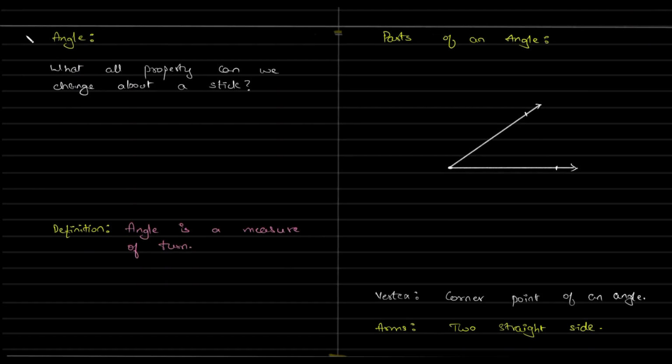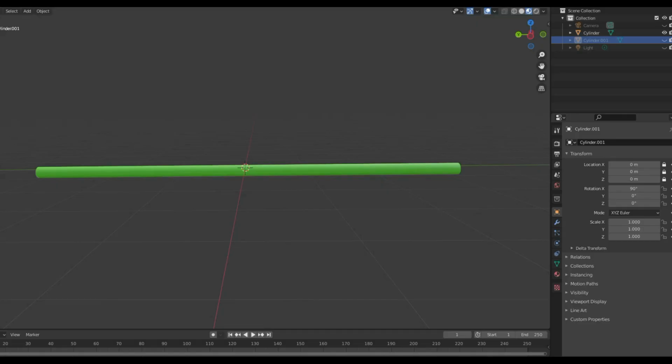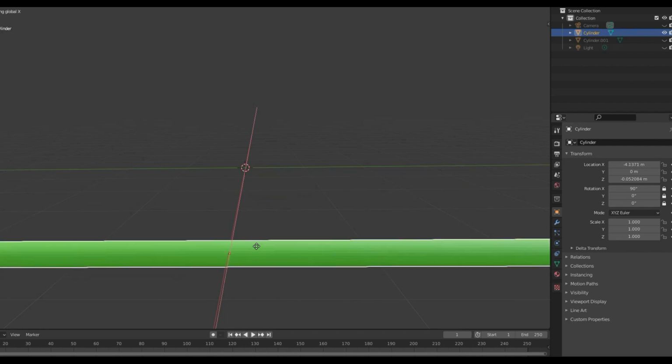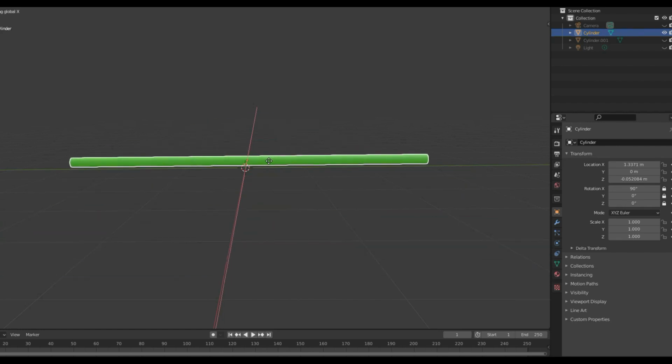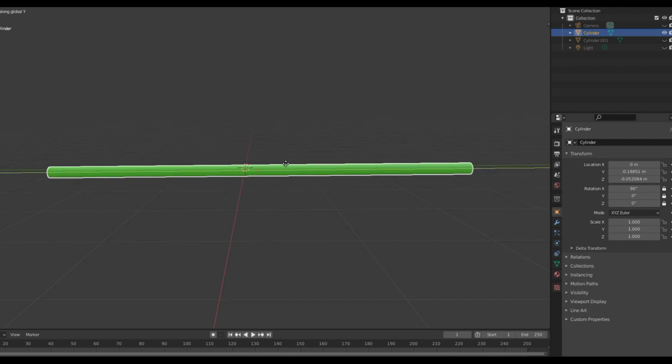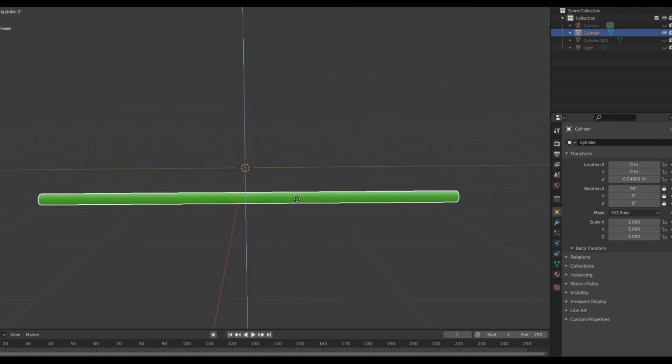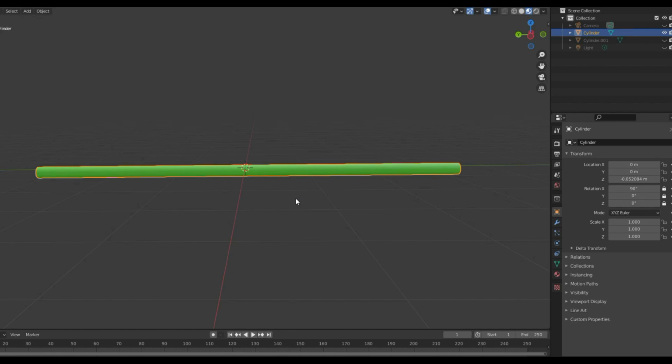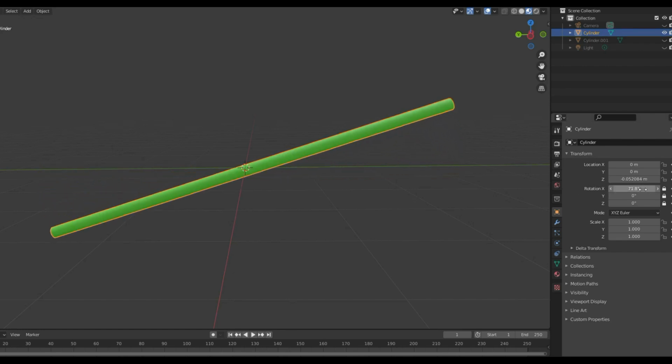Next, angles. So a small question before we start off talking about angles. What all property can we change about a stick? It's a weird question. We can change its dimension, make it longer, thicker, fatter, thinner. We can change the position. We can get it near, get it far. We can get it left, right, make it go up, down. We can do quite a few things. We can also rotate it. Okay, turn it.